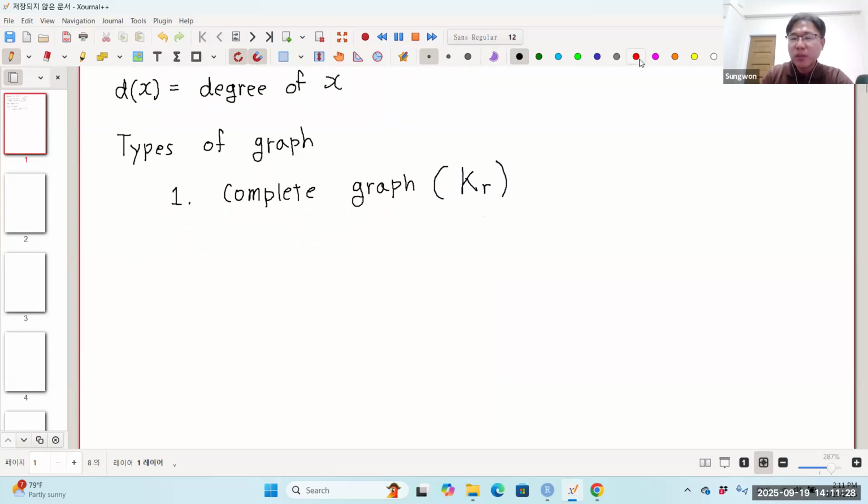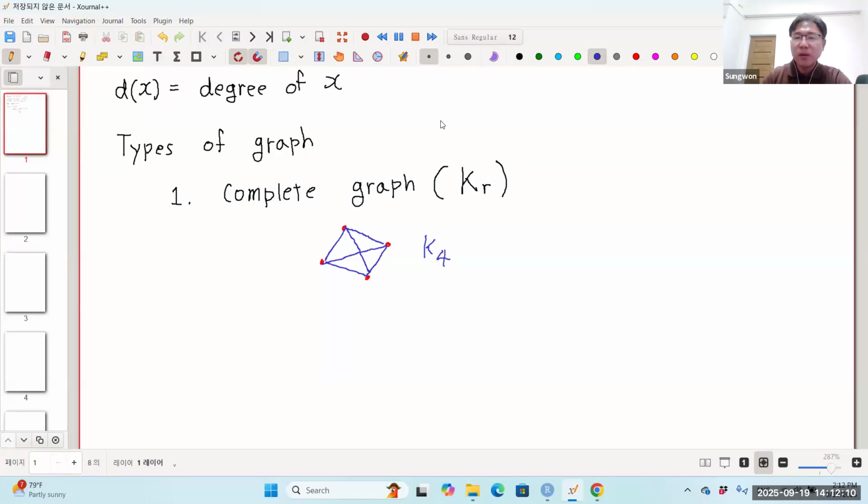So for example, if you have, let's say, 4 vertices like this, then the complete graph will give you an edge between all vertices. So there's no non-edge between any vertices. All vertices have an edge between them. And this is the example of K_4.